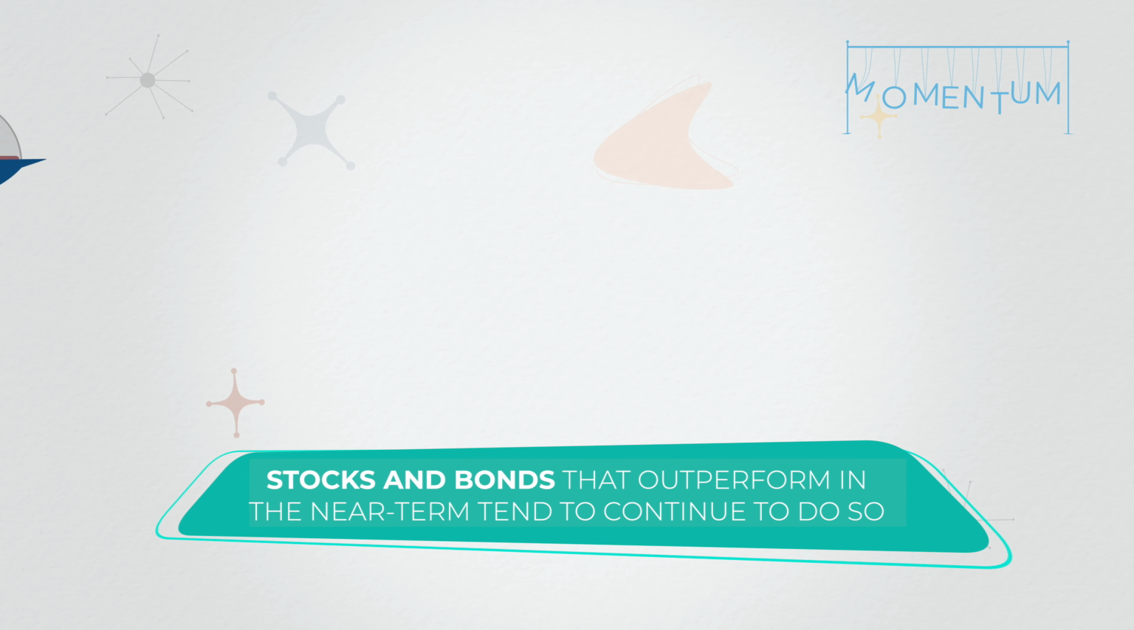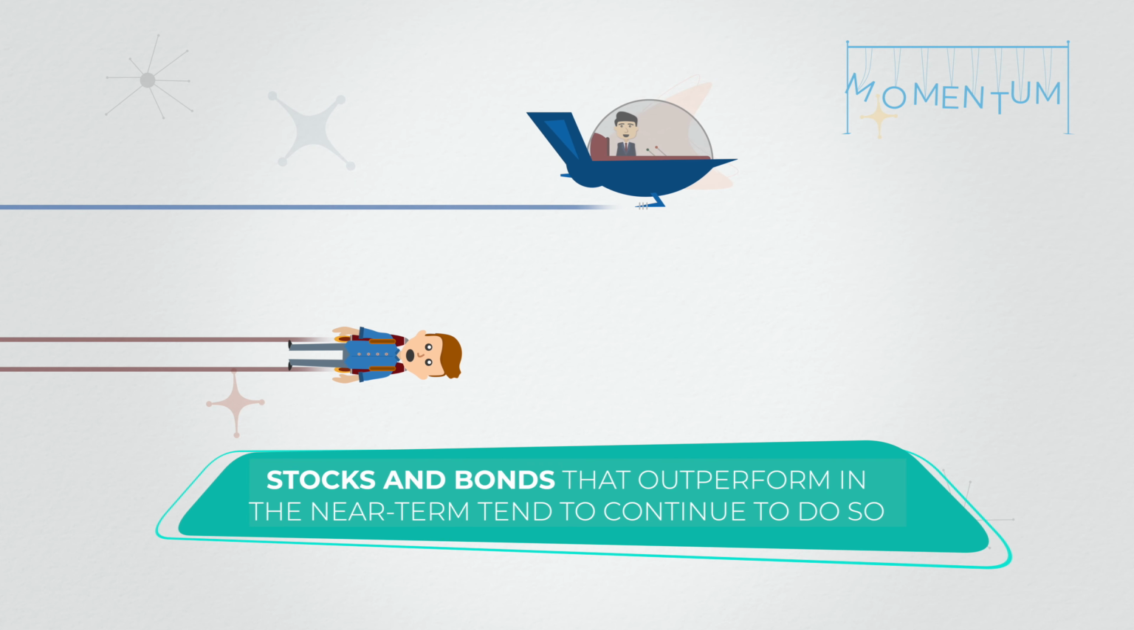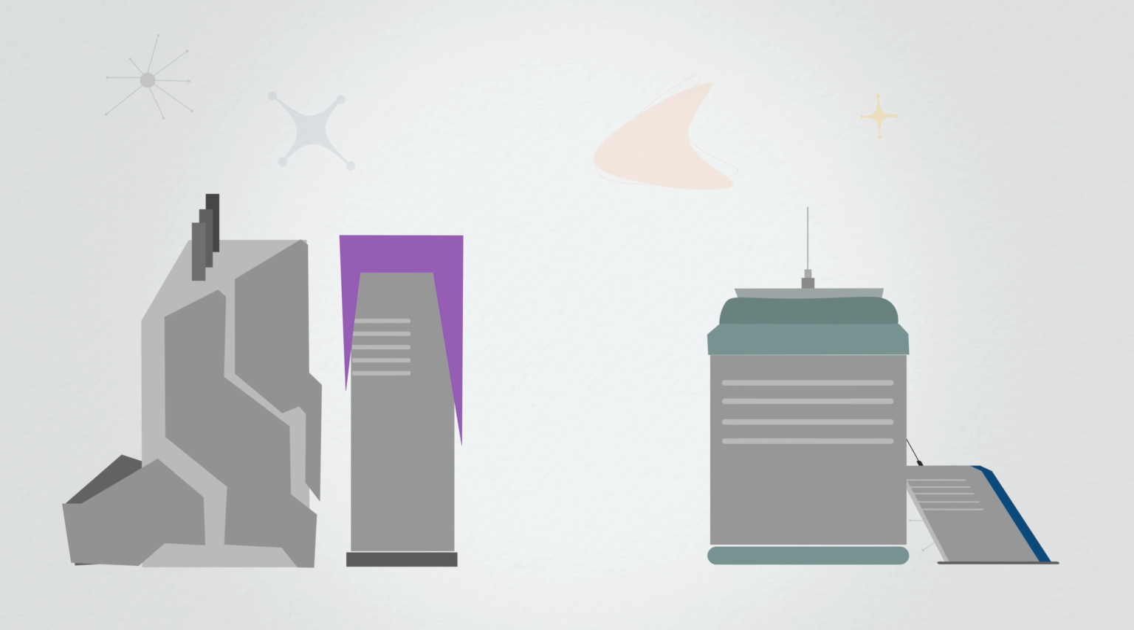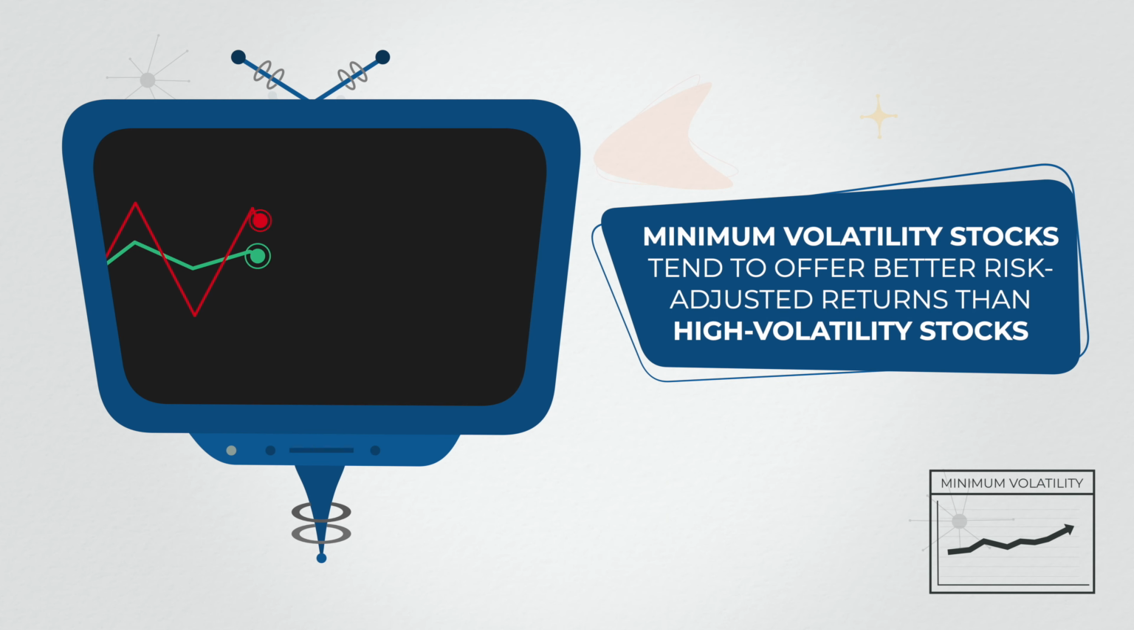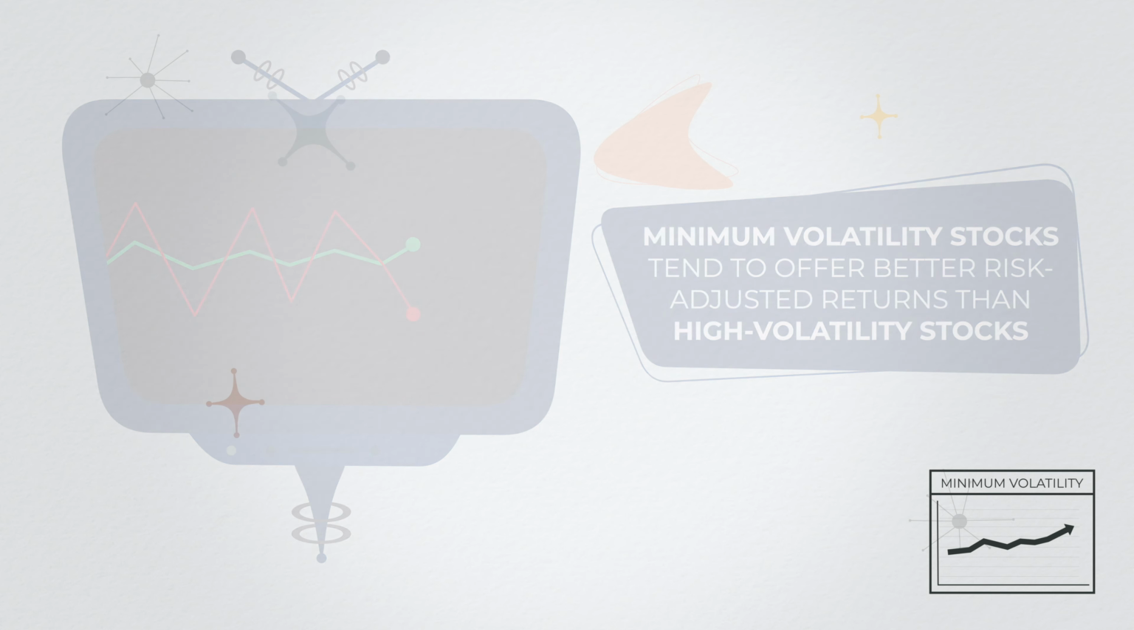Momentum. Stocks and bonds that outperform in the near term tend to continue to do so. Quality. Stocks and bonds of high-quality companies tend to outperform those of low-quality companies. Minimum volatility. Minimum volatility stocks tend to offer better risk-adjusted returns than high-volatility stocks.